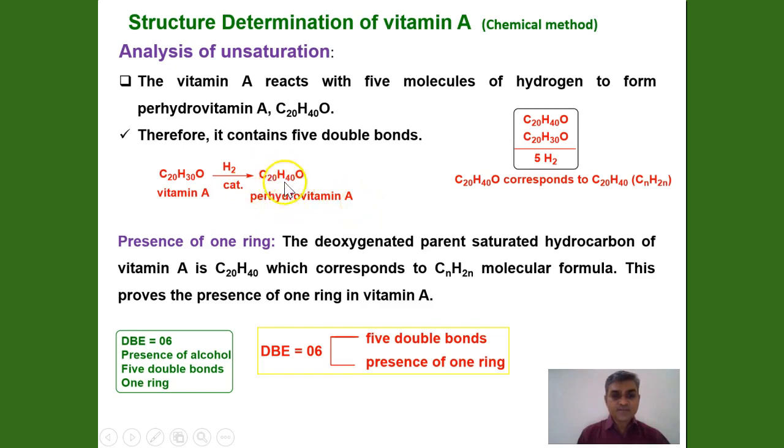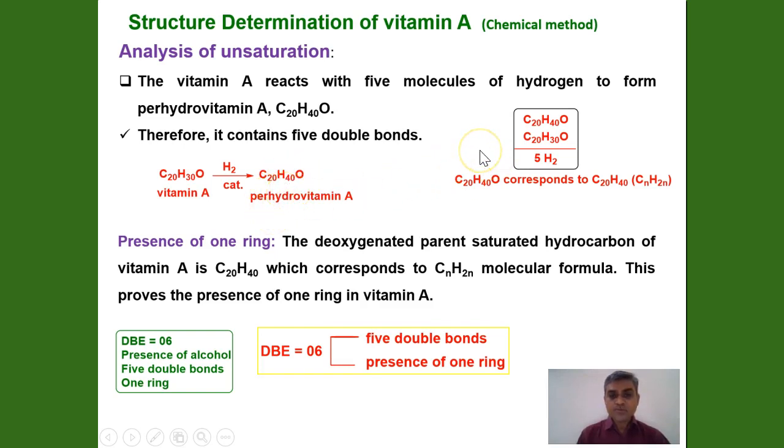So if we subtract the molecular formula of the hydrogenation product, that is C20H40O, from the vitamin A molecular formula, we see that it has consumed 5 molecules of hydrogen. The consumption of 5 molecules of hydrogen by vitamin A means that it contains 5 double bonds. So out of 6 degrees of unsaturation, vitamin A contains 5 double bonds.